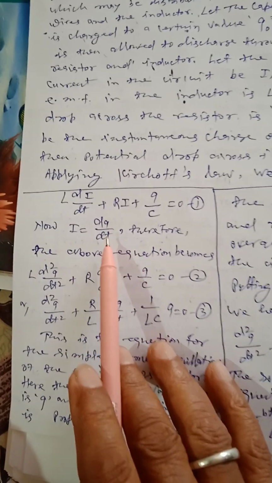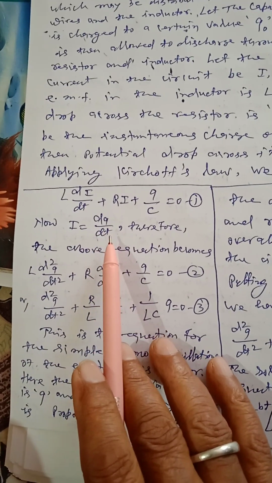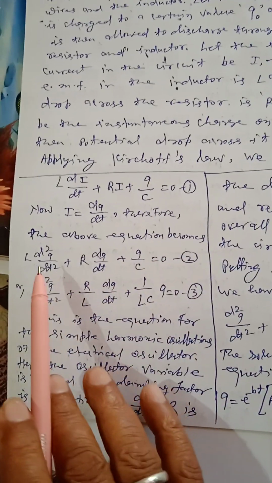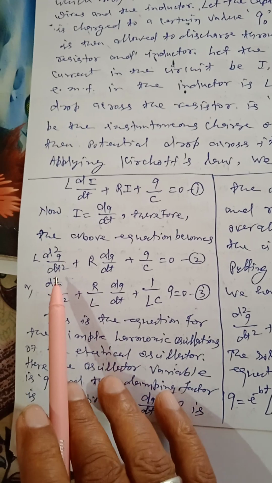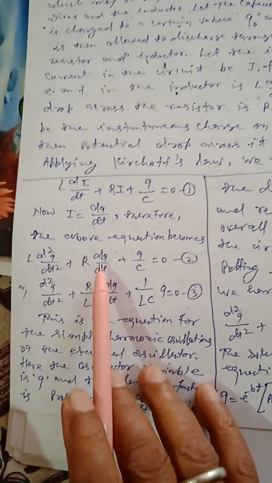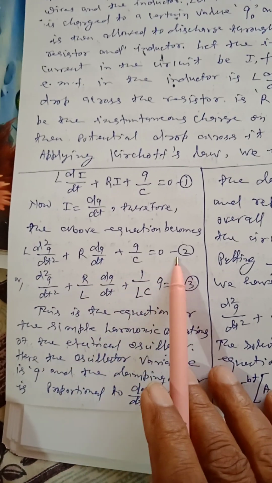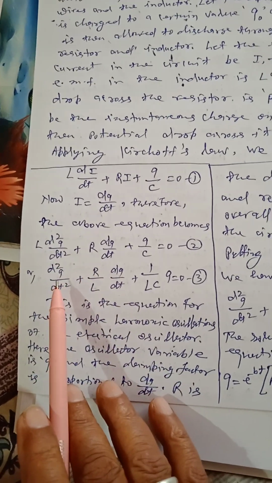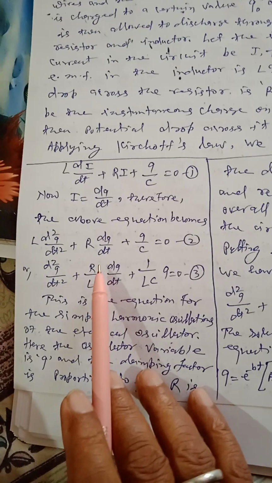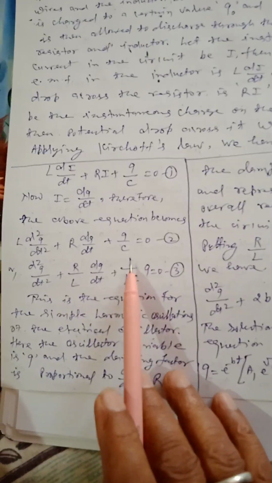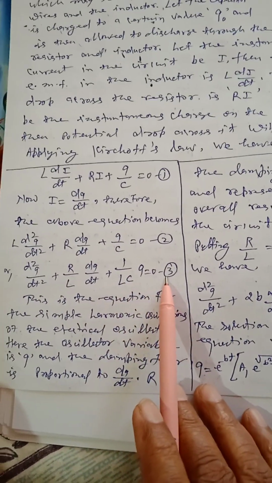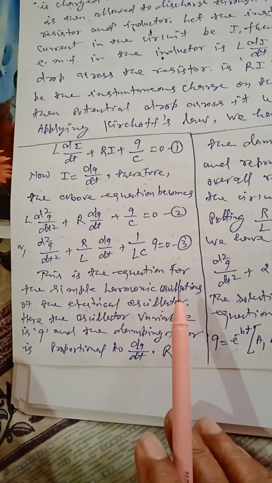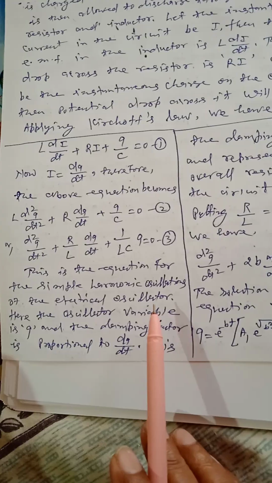Now I is equal to dq by dt, the rate of flow of charge. Therefore, the above equation becomes L d2q upon dt square plus R dq by dt plus q by C is equal to 0. Dividing by L, we get d2q upon dt square plus R by L dq by dt plus 1 by LC q is equal to 0. Equation number 3. This is the equation for the simple harmonic oscillator, here the electric oscillator.